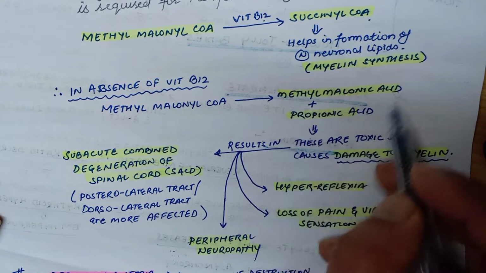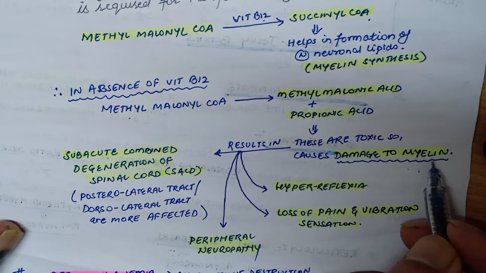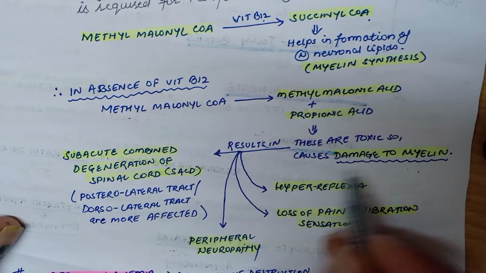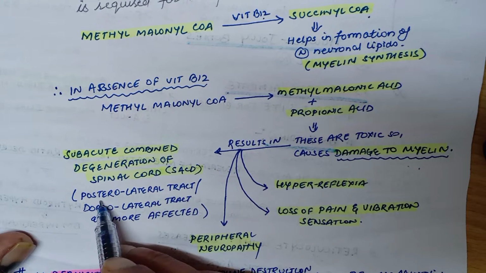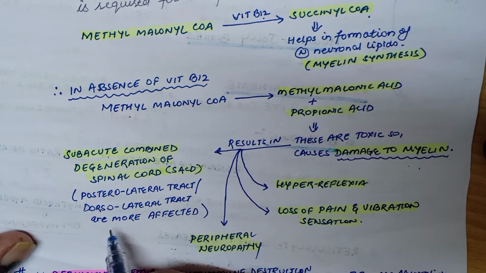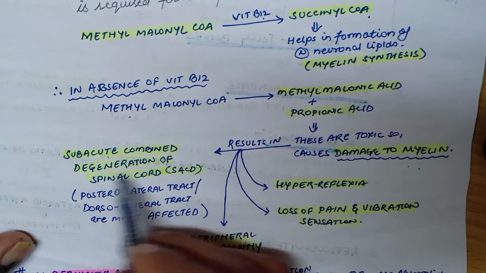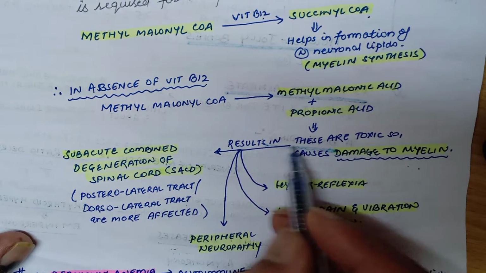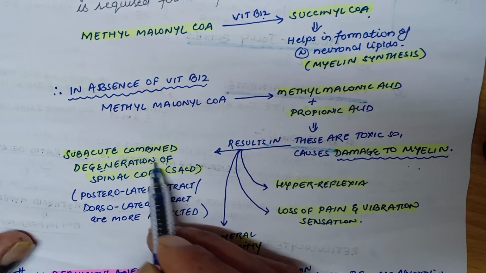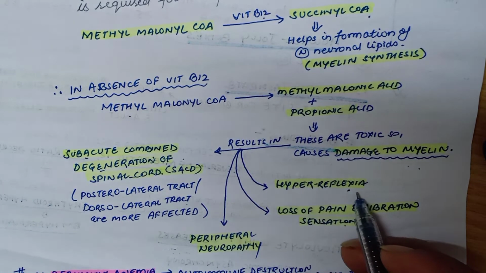So these are toxic, so they cause damage to myelin sheath. Damage to myelin sheath will mainly affect the posterolateral tract and the dorsolateral tract. So posterolateral and dorsolateral tracts are more affected, which results in subacute combined degeneration of spinal cord. It will also cause peripheral neuropathy, loss of pain and vibration sensation, and hyperreflexia.